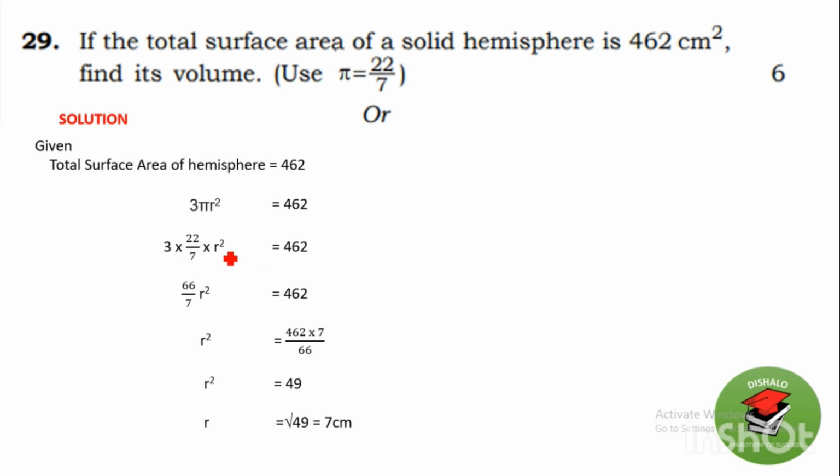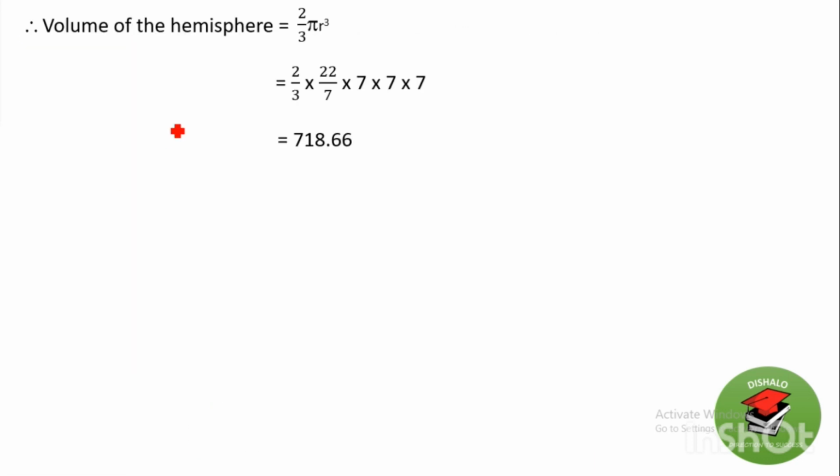So 3 into 22 by 7 into r square equals 462. 3 into 22 is 66, divided by 7, r square is 462. Bring this side, it will be 462 into 7 divided by 66. So r square is 49, and you get r as 7 centimeter. Now you have r, so you can find the volume of the hemisphere. The formula is 2 by 3 pi r cube. So 2 by 3 into pi, which is 22 by 7, and r cube is 7 into 7 into 7. Then you multiply and divide, you get 718.